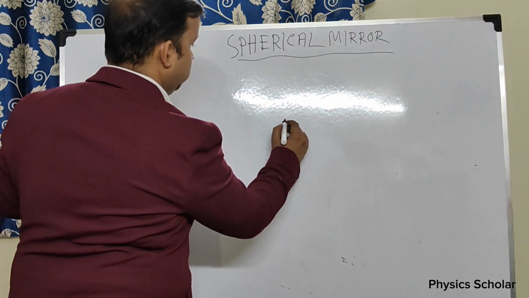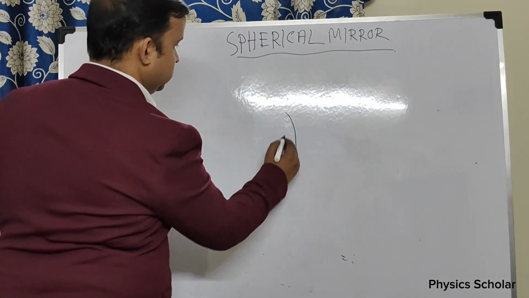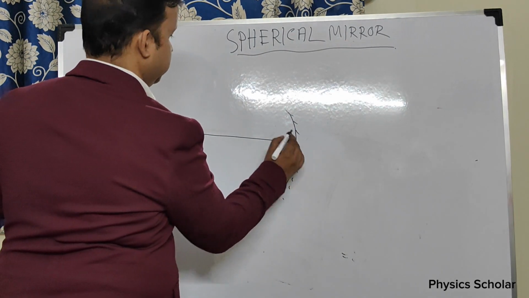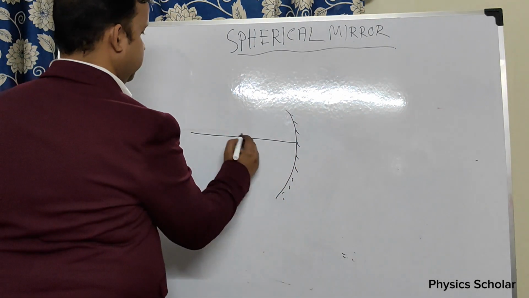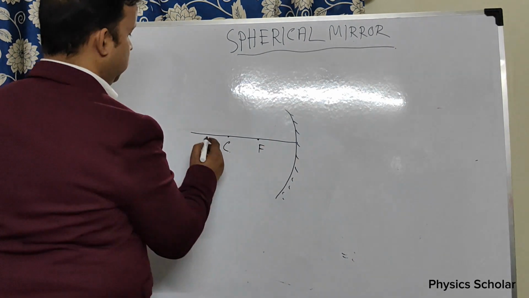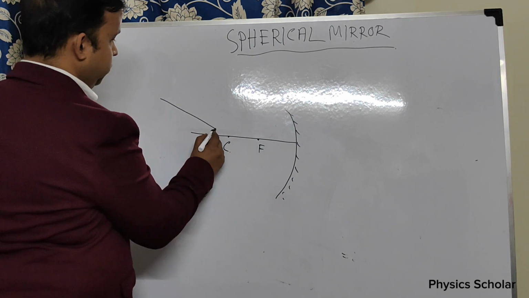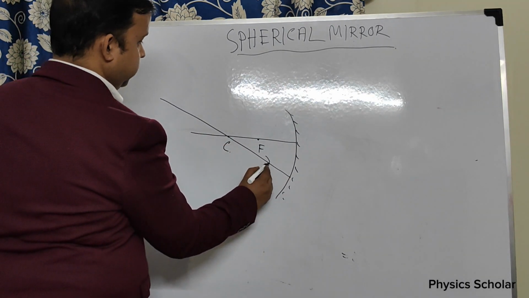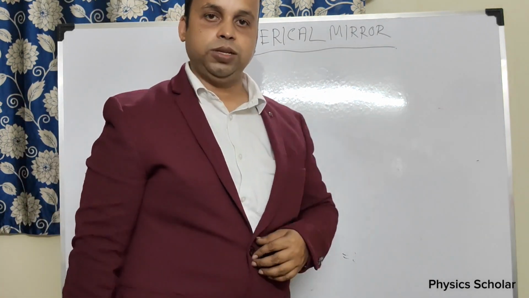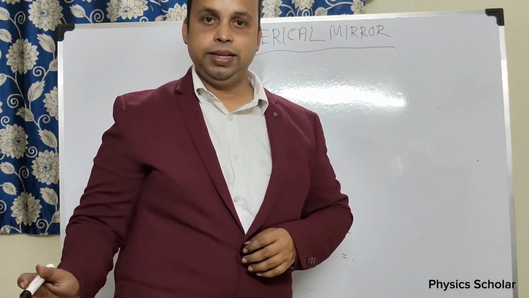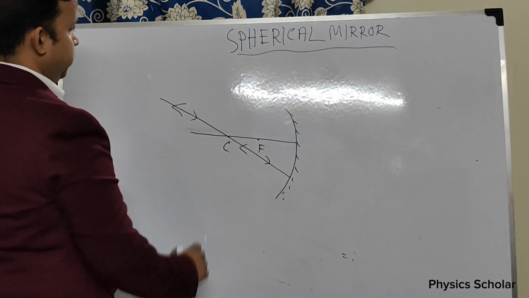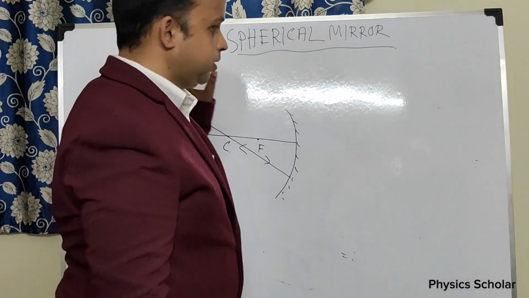Now, suppose this is a concave mirror. This is the principal focus and this is the center of curvature. Now, if a ray of light passes through the center of curvature and is incident on the concave mirror, then after getting reflected, it will be reflected back along the same path.